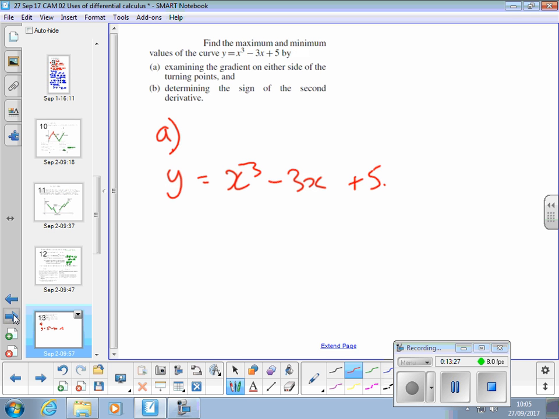What next? dy by dx then, yeah, is equal to 3x squared minus 3. Yeah, everyone agree with that? Seppi, what do we do now?